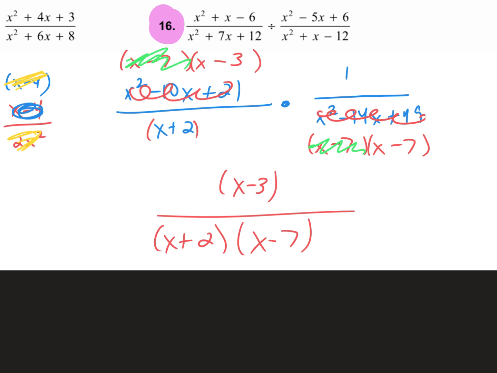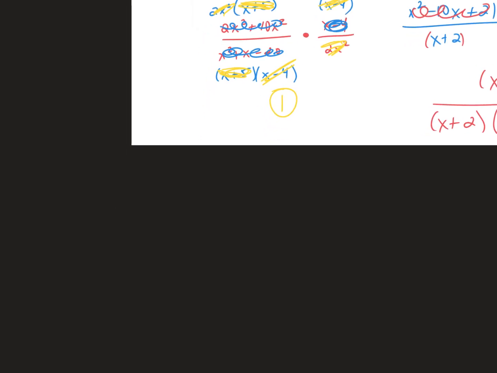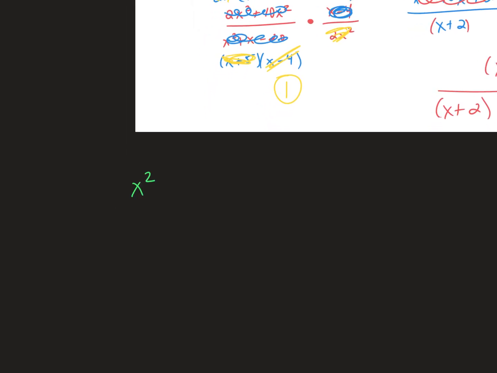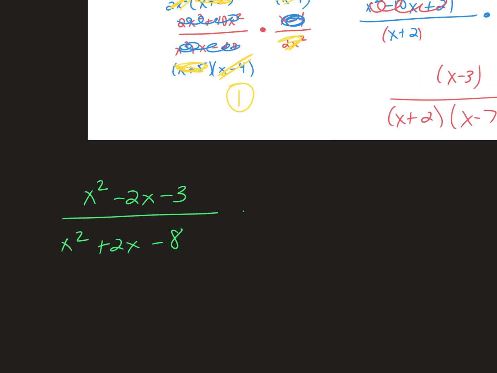Anybody have any questions? 2 more, and then I'll give you your quizzes back. Let's look at 15. I can't even see it. So x squared minus 2x minus 3. Make sure I read it right, guys. x squared plus 2x minus 8. I'm going to go ahead and keep, change, flip. So times, and then when I flip it, I have x squared plus 6x plus 8 on top, yeah? And then on the bottom, x squared plus 4x plus 3. You guys agree?